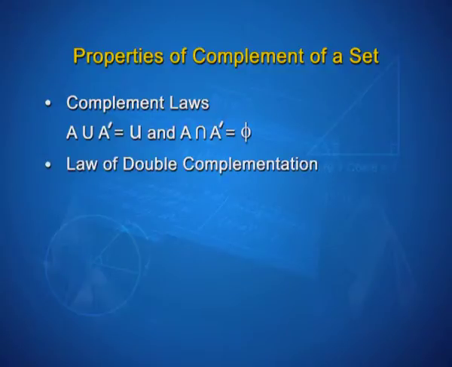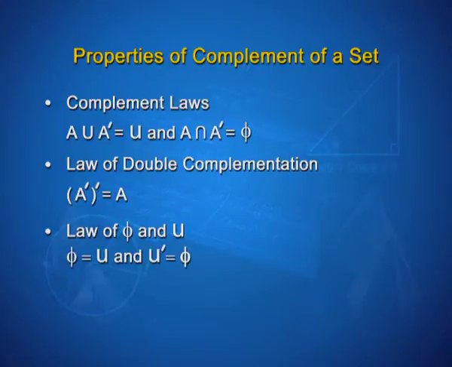The second property is the law of double complementation, which states that the complement of the complement of a set gives the set itself. That is, A dash dash gives us A. The third property is the law of null set and universal set, which states that the complement of a null set gives us the universal set and the complement of a universal set gives us a null set. Mathematically, it can be written as phi dash is U and U dash is phi.